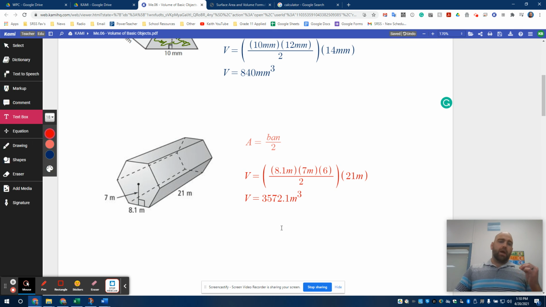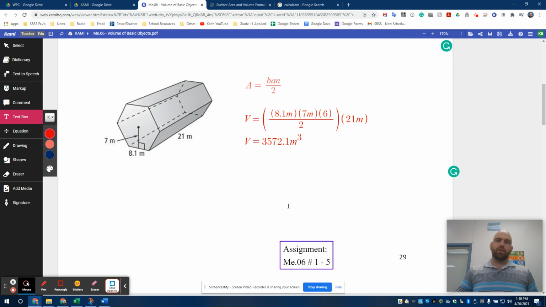Now again, very important we use our units, meters cubed. It's not just meters, that would be a length. This is meters cubed. It represents how many boxes that are 1 meter by 1 meter by 1 meter make up the volume. So that is important to remember. Your assignment is questions 1 through 5.